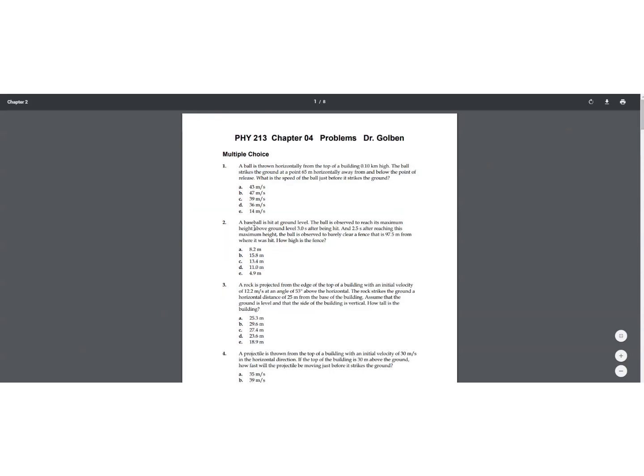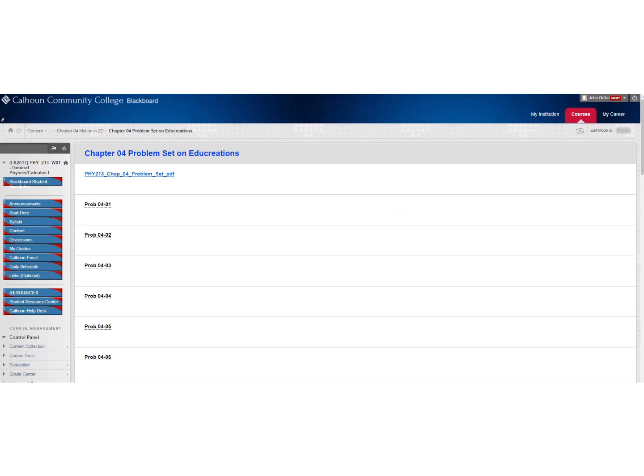All right, let's look at problem number 2 here. Baseball's hit at ground level, blah, blah, blah. So I'm looking at this problem, and let's say I can't figure out how high it is when it gets to the fence. So let's go back, and I'll look at the solution for problem 4-2.